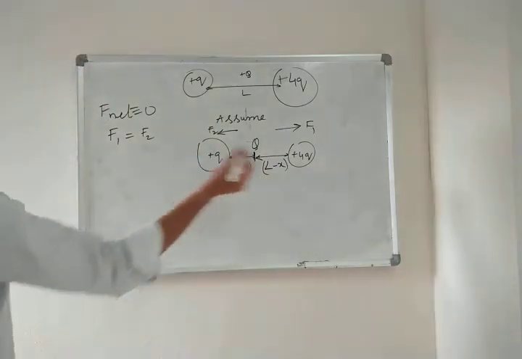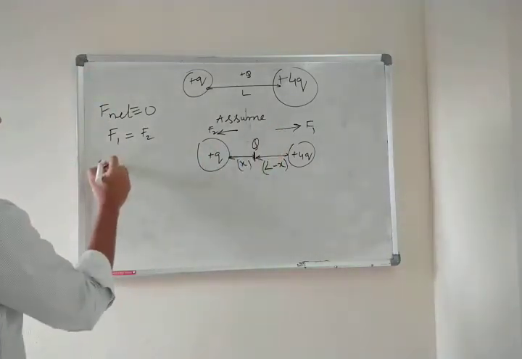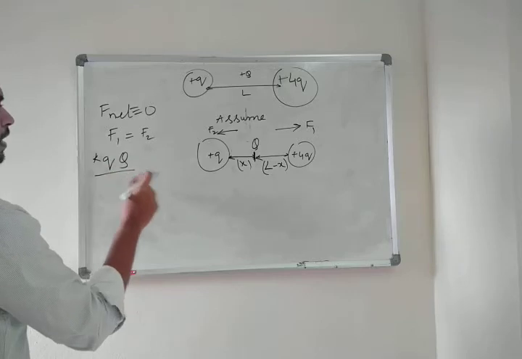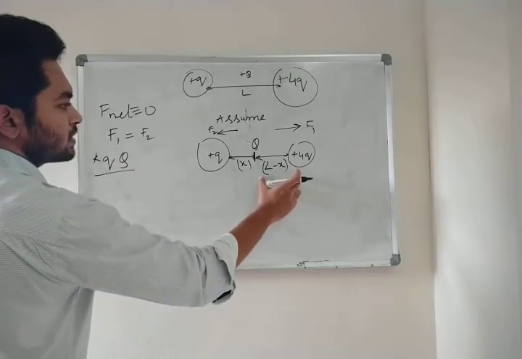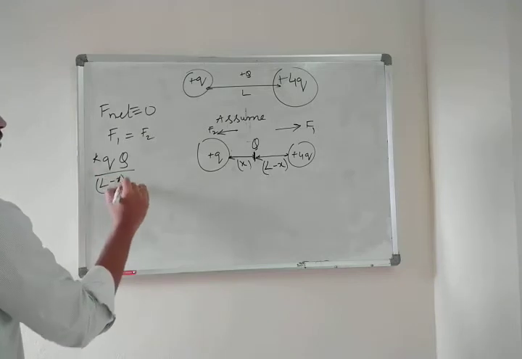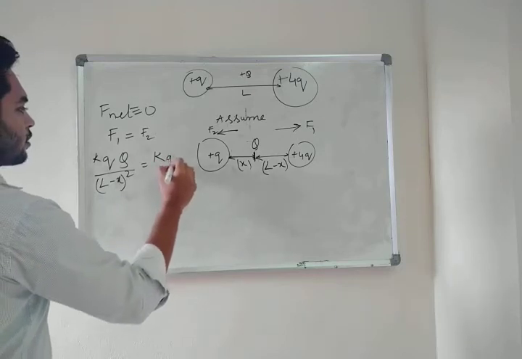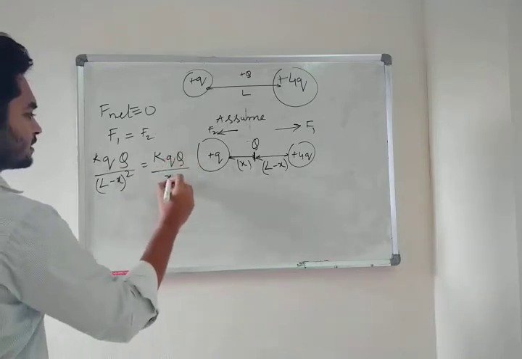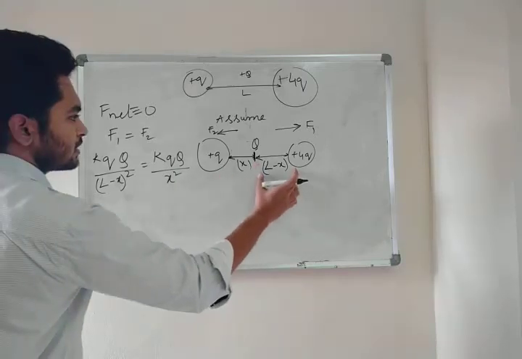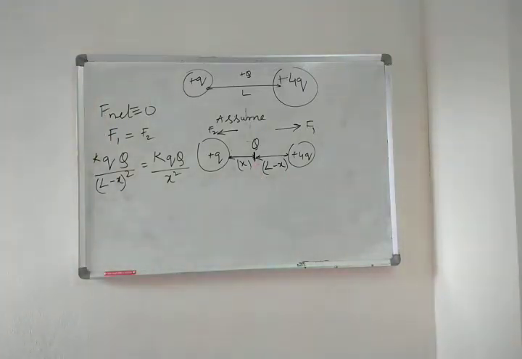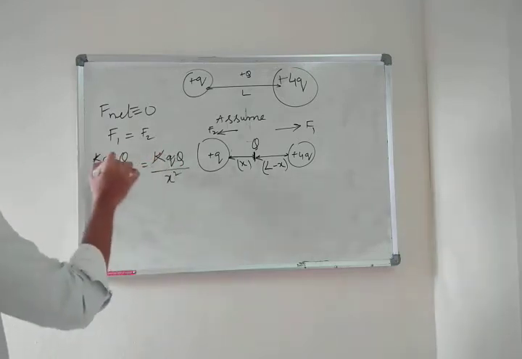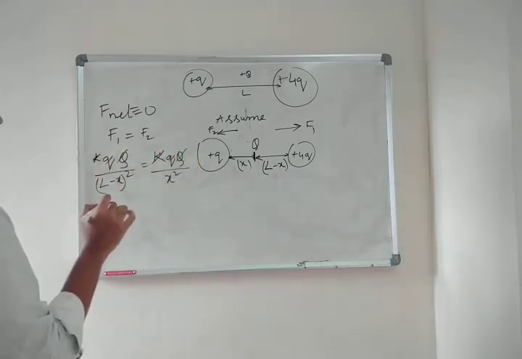So F1 is equal to K Q by, what is the distance? L minus x whole square, is equal to K Q by x square. This is this distance and this is this distance. Understood? Clear? Okay. Now solve it. K cancel, Q cancel, capital Q cancel.